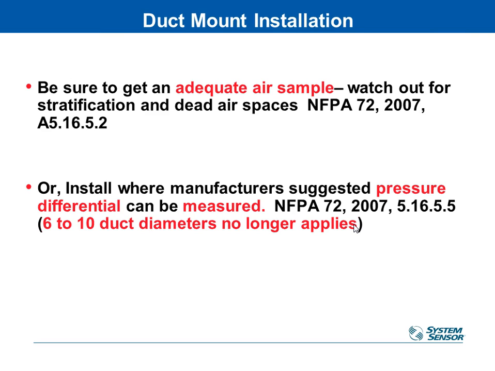One of the things to pay attention to when you're installing these is to make sure you're installing them in a location that gets adequate airflow. It used to be that the code recommended a specific number of duct diameters. You had to be away from any elbows or accessories in the duct or T's or anything like that. They took that out of there because apparently that was probably too broad of an answer. And now they specifically state that you have to install it where you can get an adequate air sample, or where the manufacturer of the equipment suggests that the pressure differential can be actually measured.